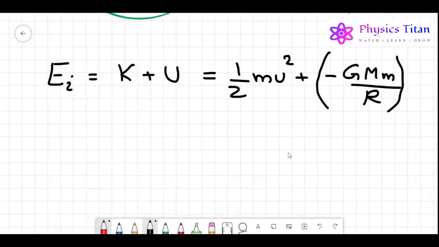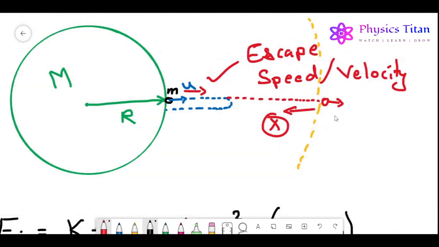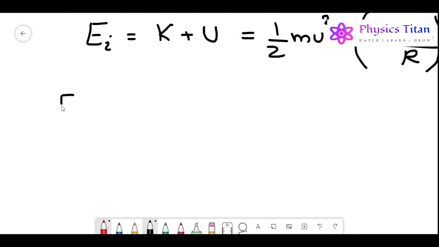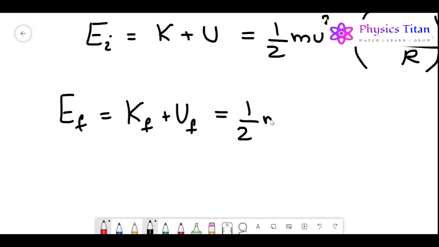And let us assume this object reaches this infinity line with a final velocity equal to v. So what will be the final energy of this object? E final equals K final plus U final, which is equal to, the final speed is v, so kinetic energy is equal to half m v square. And what will be the potential energy?